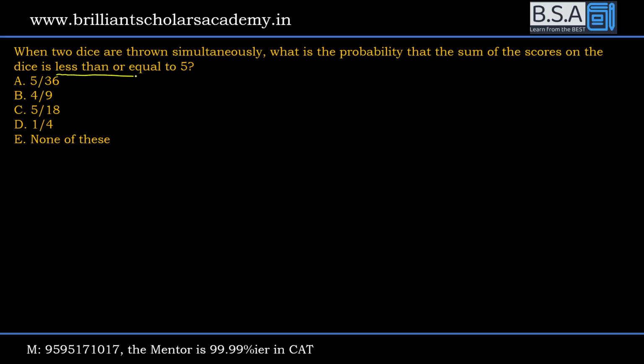Probability is that the sum is less than equal to 5. आपको जो sum चाहिए दो outcome का वो less than equal to 5 चाहिए. Try.